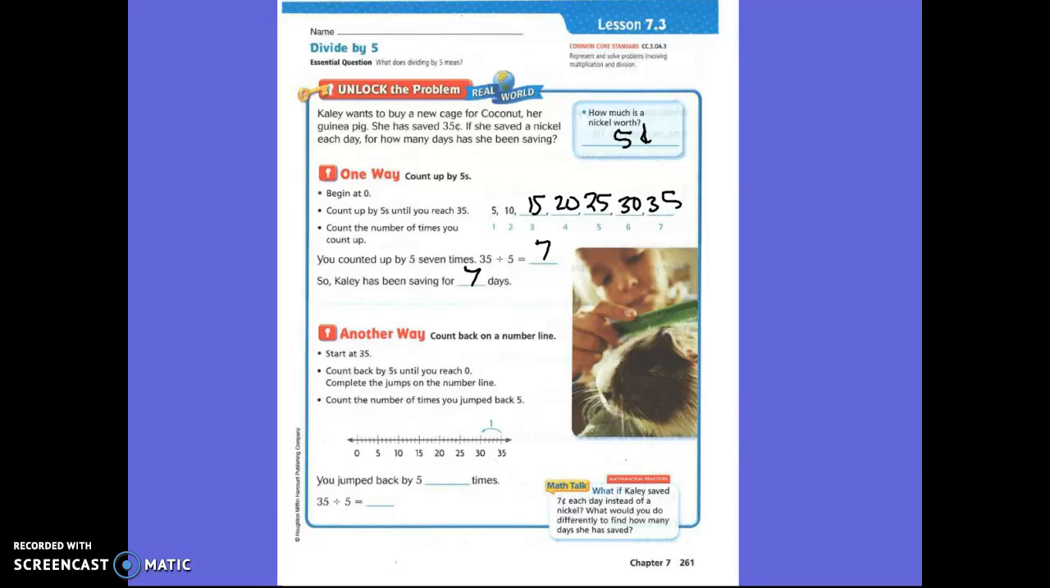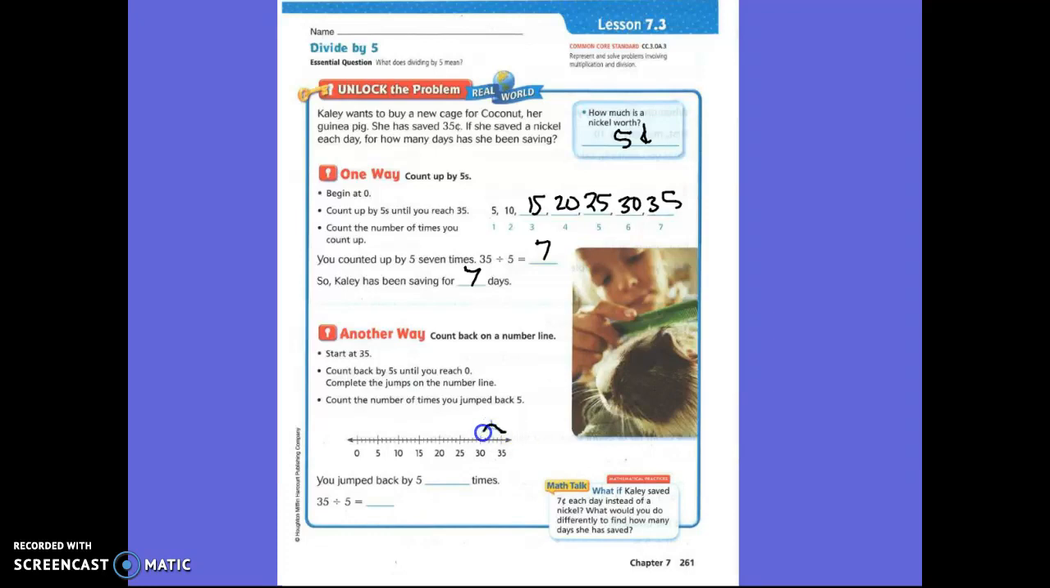Another way that you could have found this out, instead of doing skip counting, you could do a number line and jump backwards. So you would start at 35, that's your big number, that's the number you do know, and you jump backwards by 5. You're basically almost doing the same thing, but instead of counting up, you're counting backwards by 5s until you get to 0.